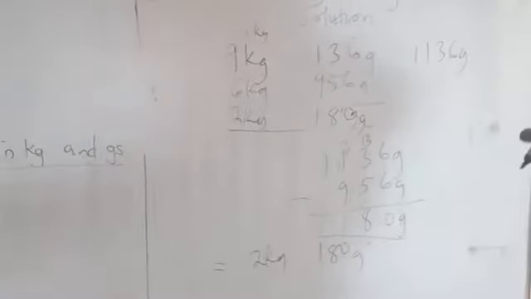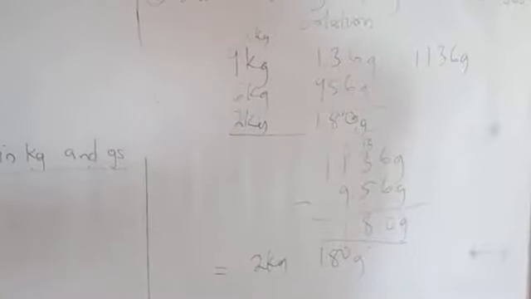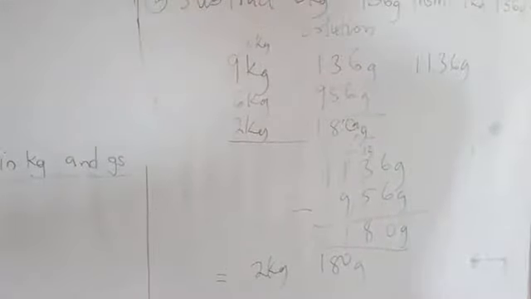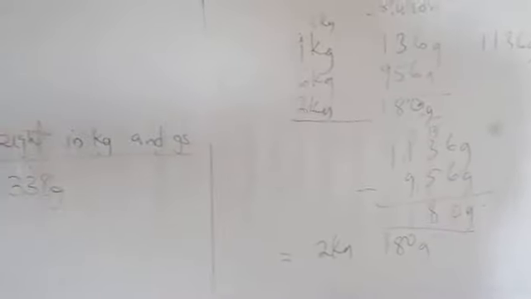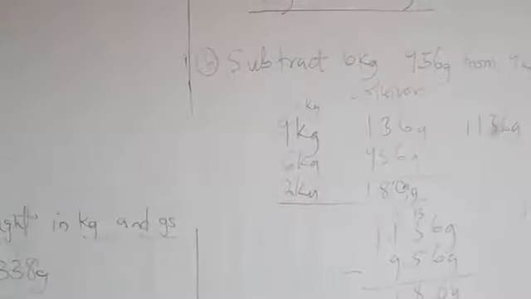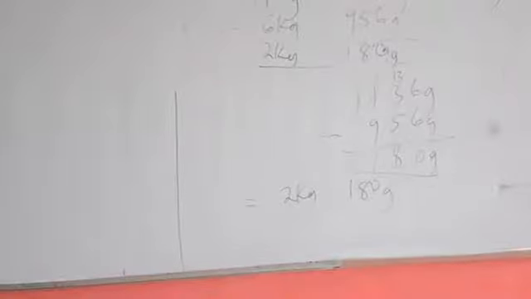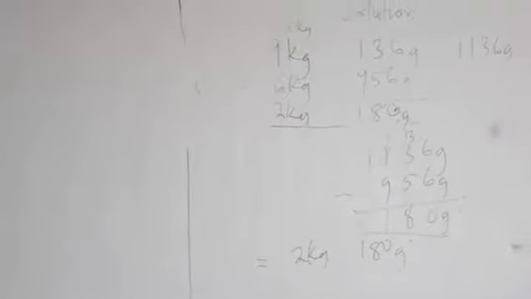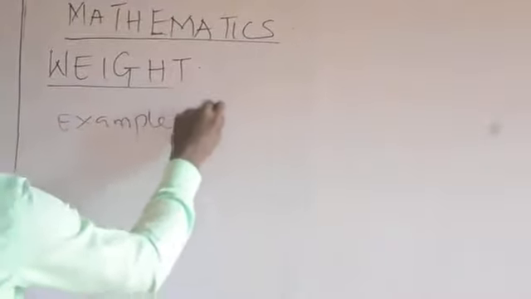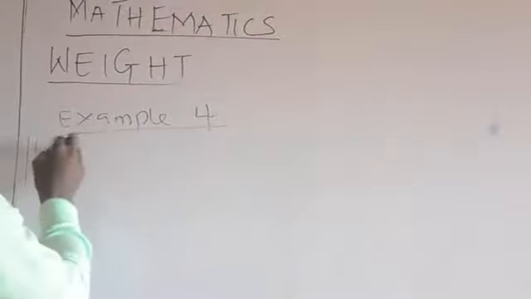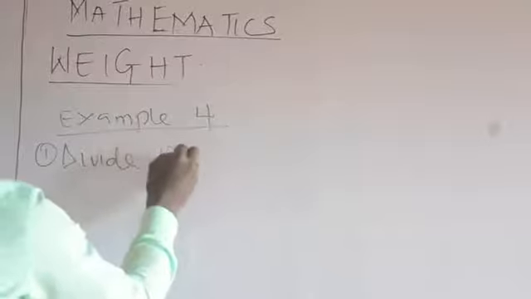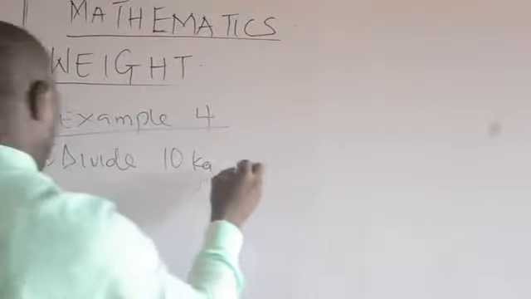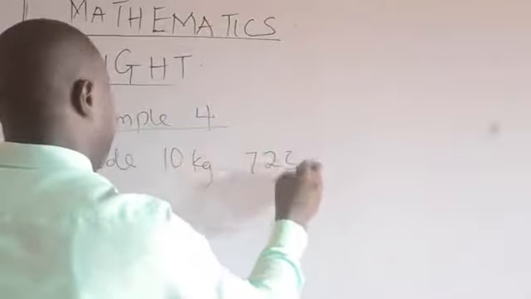Example 4. Under this example, we'll be dealing with division of units of weight. Divide 10 kilogram 725 gram by 5.